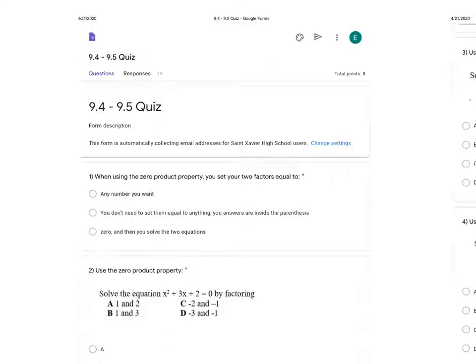Hello, here we're going to be going over the 9.4 9.5 quiz. Question 1. When using the zero product property, you set your two factors equal to.